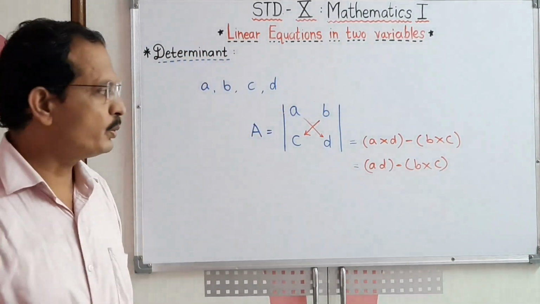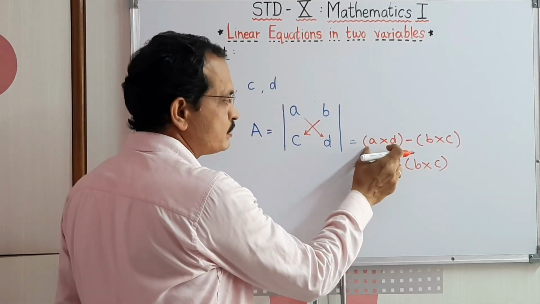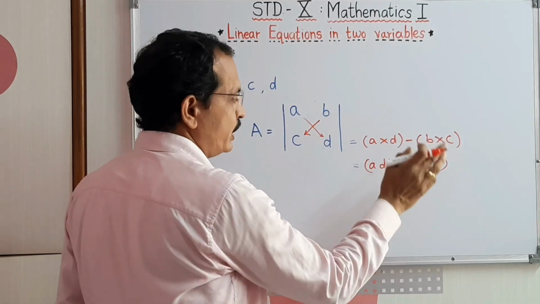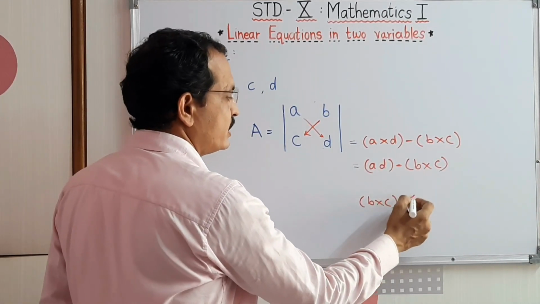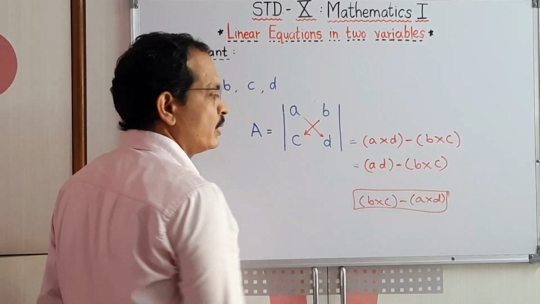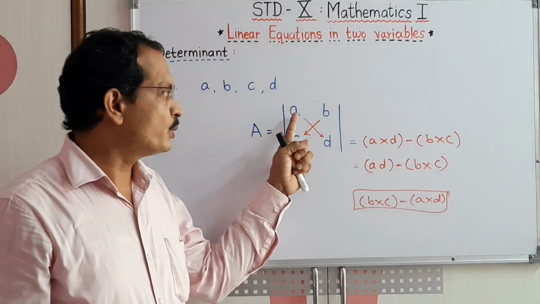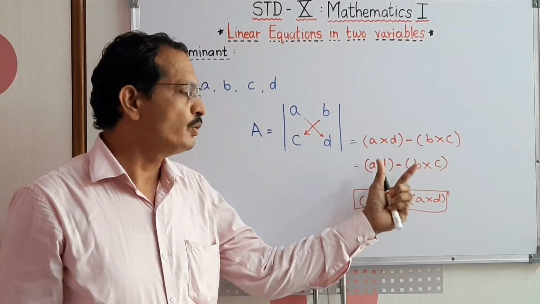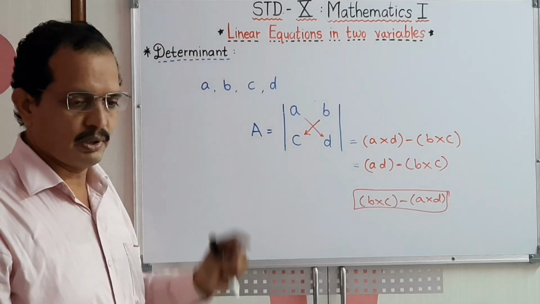Remember, you have to write first A into D, and from this multiplication we subtract B into C. If you do it like this, that is B into C minus A into D, it is totally wrong. Therefore, while finding the value of a determinant, we do A into D minus B into C. That answer will be the value of the determinant.